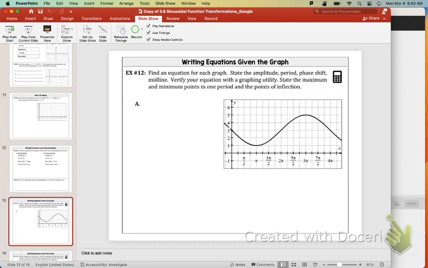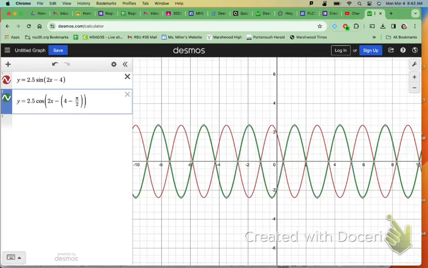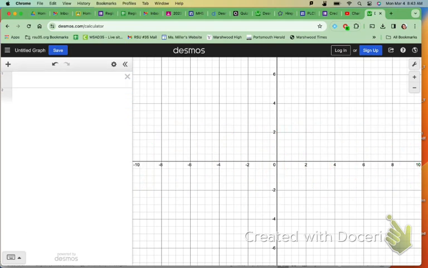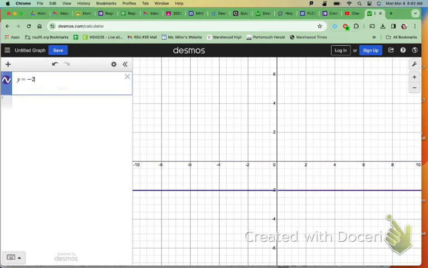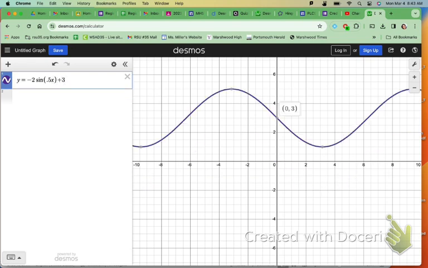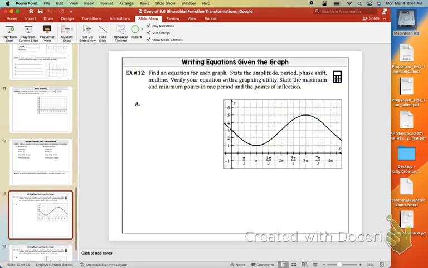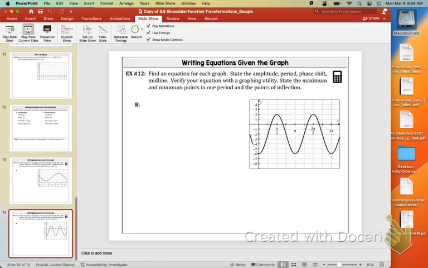We verify it on Desmos. So what do we just say? y equals negative 2 sine half x plus 3. So yes, there we are, 0, 3, pi 1, and then we have a maximum happening up here at 3 pi 5, which is what we had on that graph. Beautiful. All right, example 12, last one.